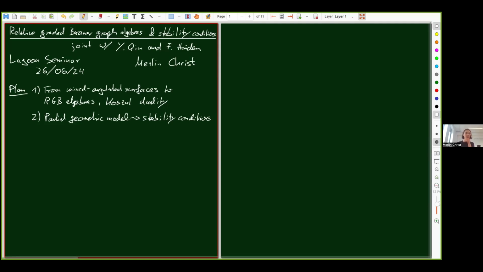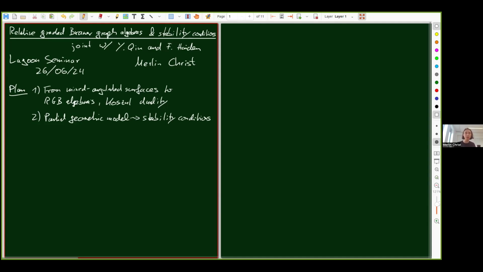And so, right, today we'll talk more about the second part, which focuses on these relative graded Brauer algebras, but we'll also talk about some stuff from the first part. So the first part of this talk will be about these relative graded Brauer algebras. We call them RGB algebras for short, which generalize usual Brauer algebras, and they are associated with so-called mixed angulated surfaces. I'll try to explain that. And then we'll also look at the Koszul duals of these graded algebras or dg-algebras, which will be related with cyclic quotients of Ginzburg algebras. So that will be the first part.